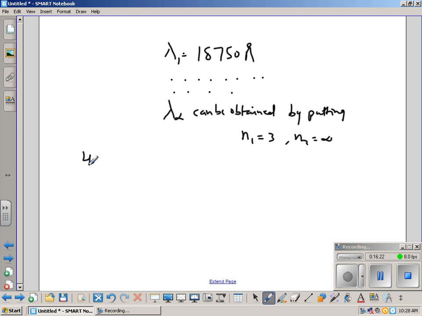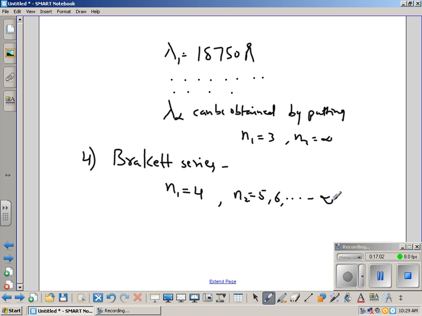Then the Brackett series. Now you can write yourself. When the electron jumps from higher orbits to the fourth orbit, n1 is equal to 4 and n2 is equal to 5, 6, and so on up to infinity.